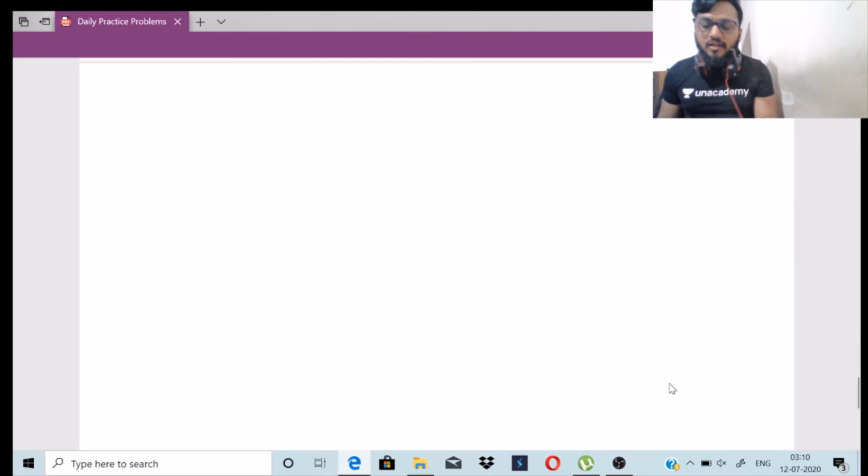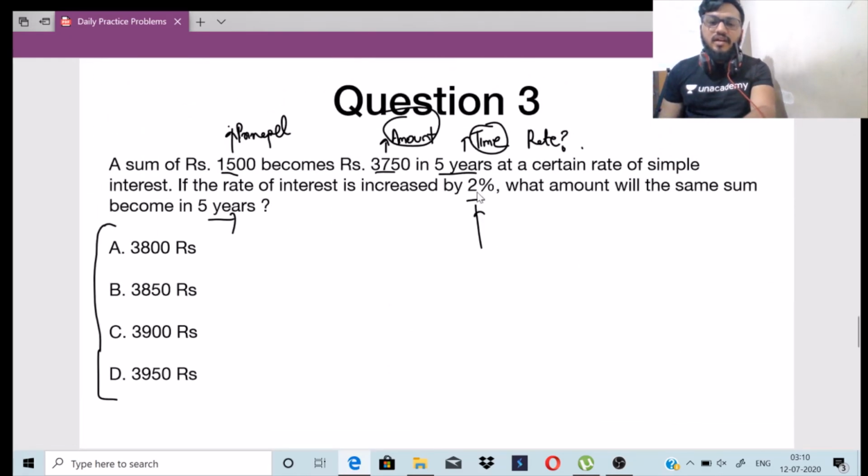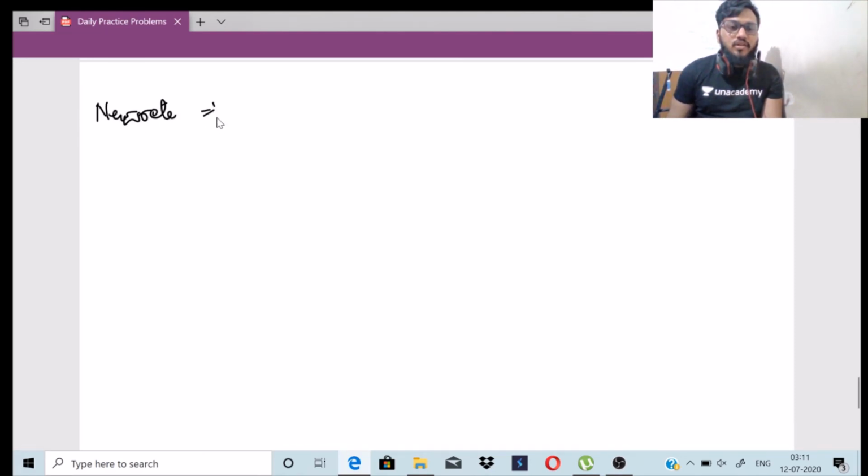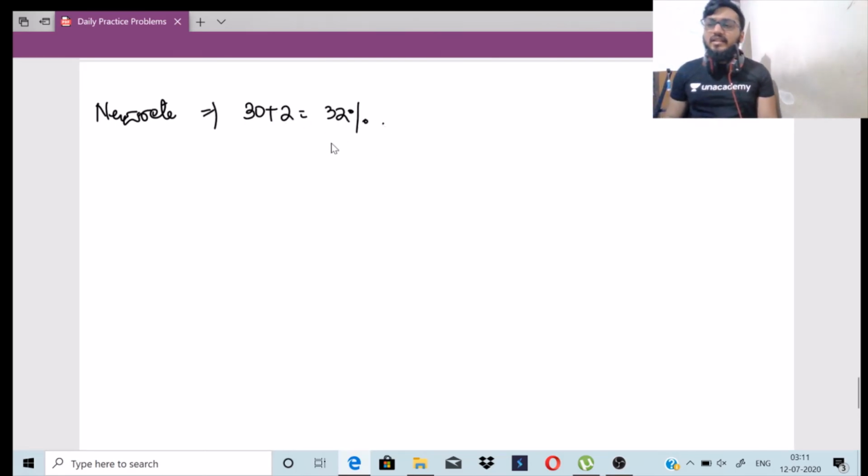What they have given in the question is that the rate is increased by 2%. So here I will write down my new rate, which is 30 plus 2, which is 32%. So now I have to find out what the simple interest will be for this.